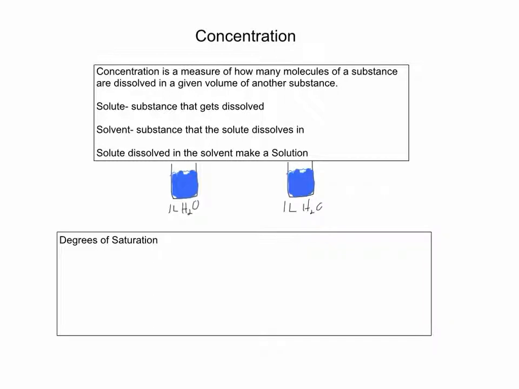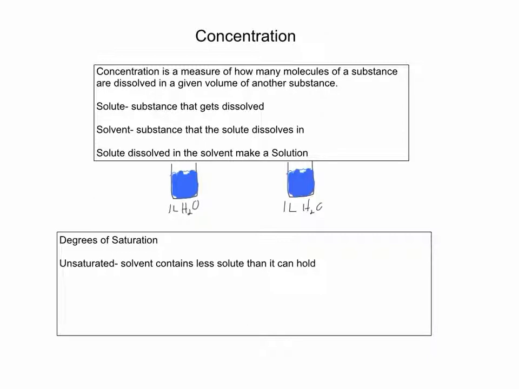One way that we can look at concentration is through degrees of saturation. And there are 3 different degrees of saturation. First, we have unsaturated. In an unsaturated solution, the solvent contains less solute than it can hold.